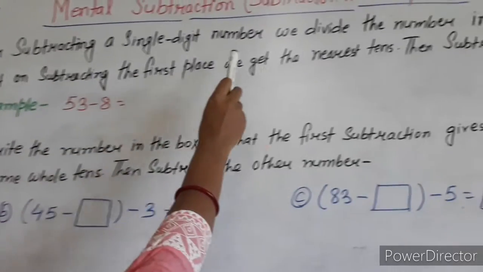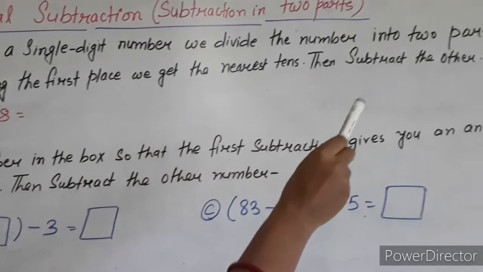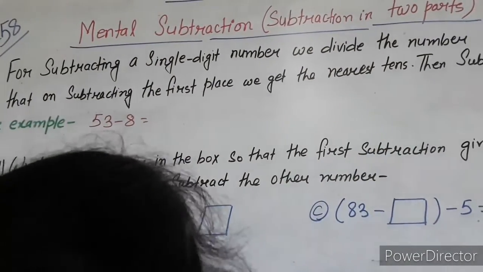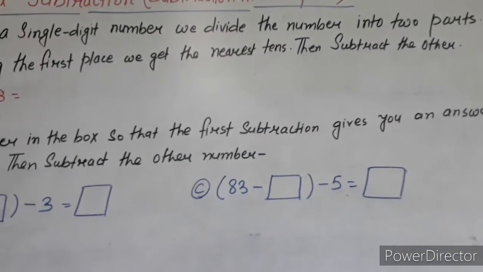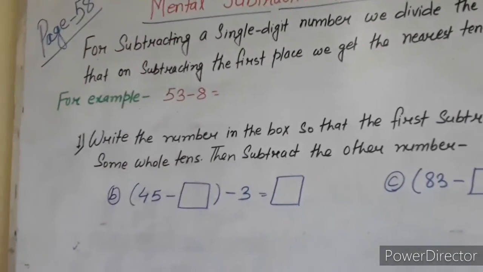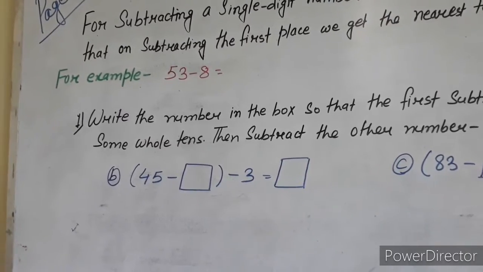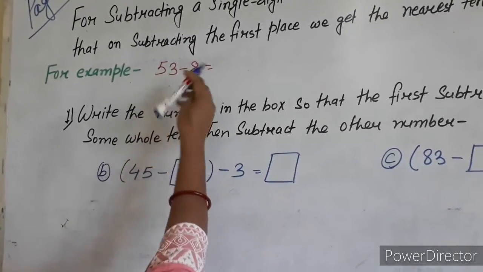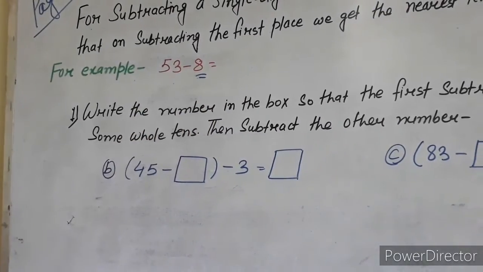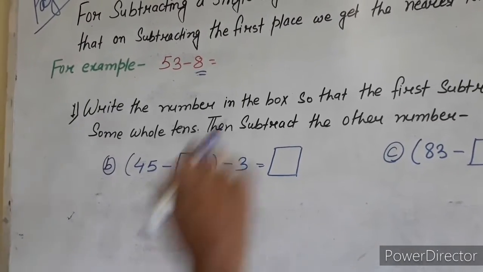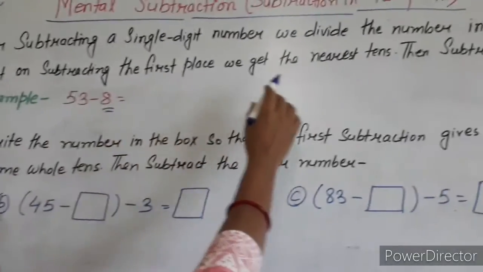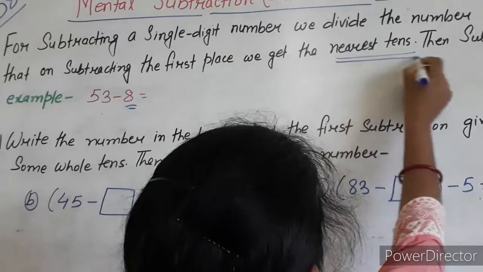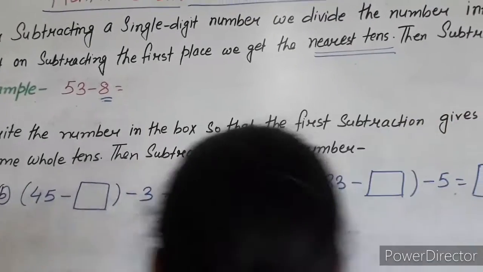For subtracting a single digit number, we divide the number into two parts, so that on subtracting the first part we get the nearest tens. In normal subtraction, you just subtract the single digit number from the two digit number, there is no problem. But here, when you subtract a single digit number, we have to divide the number into two parts. When you subtract the first part, you get the nearest tens. After that, you subtract the other.